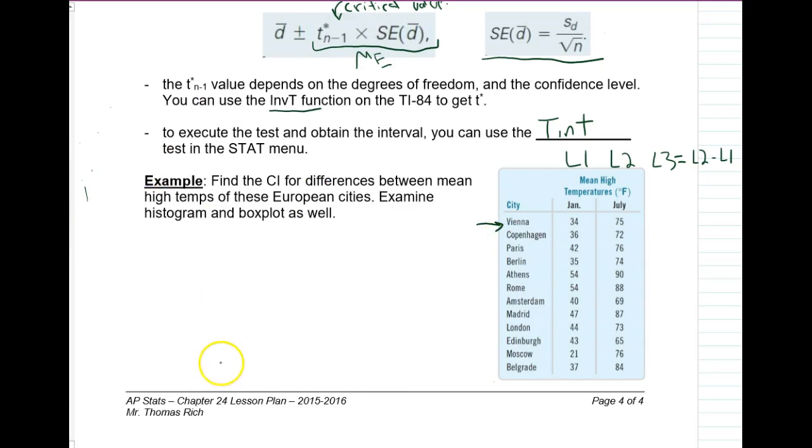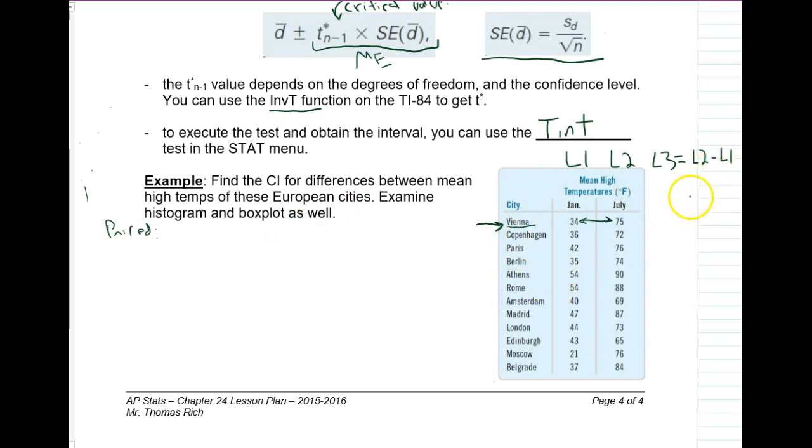We still have to go through our assumptions and conditions. So I'll run through these pretty fast. We have to comment on the fact that why we think the data is paired. And obviously I've got one city, I've got 2 data points, one in January, one in July. So it makes sense for me to be comparing 34 and 75 because that goes with one particular city, Vienna, and so on and so forth.